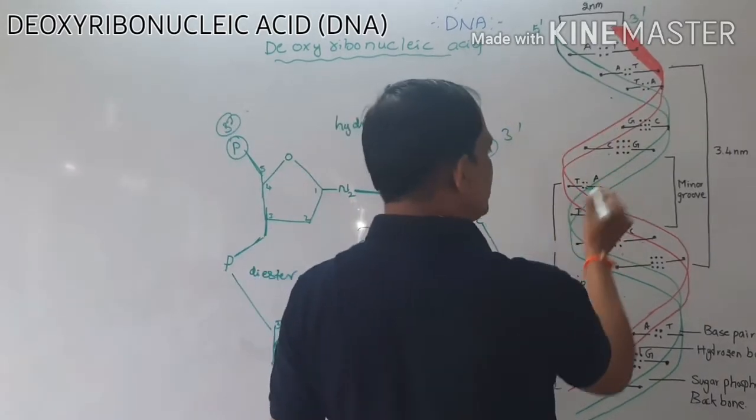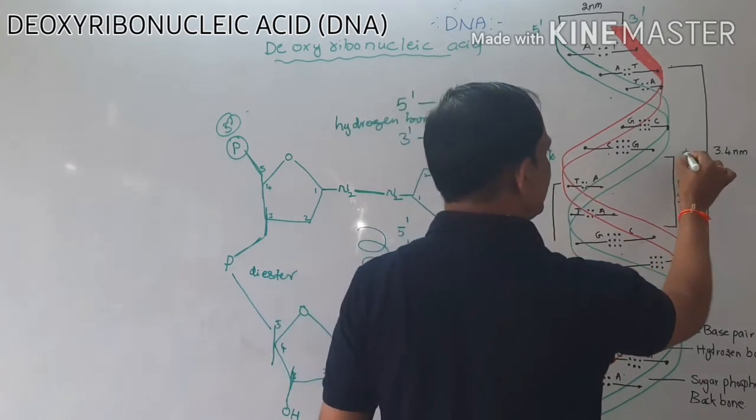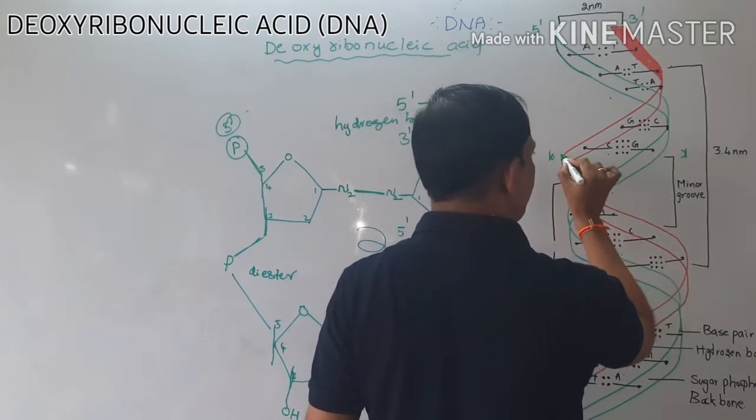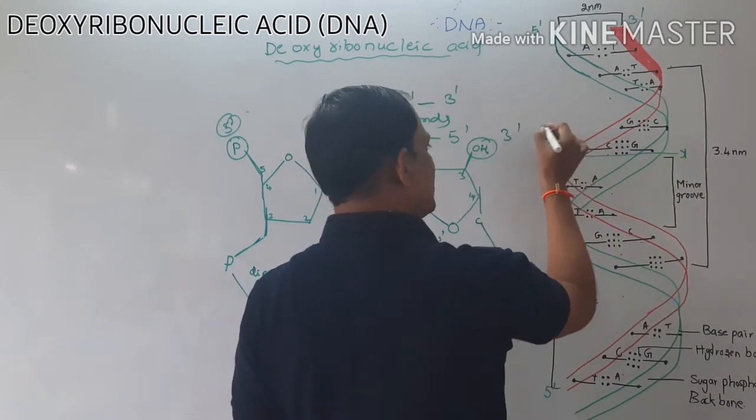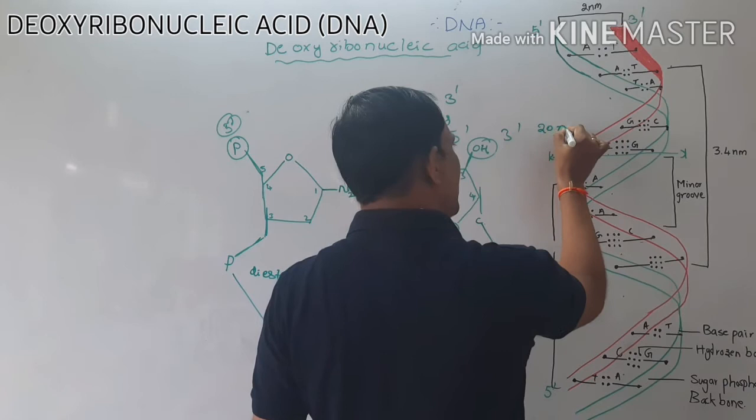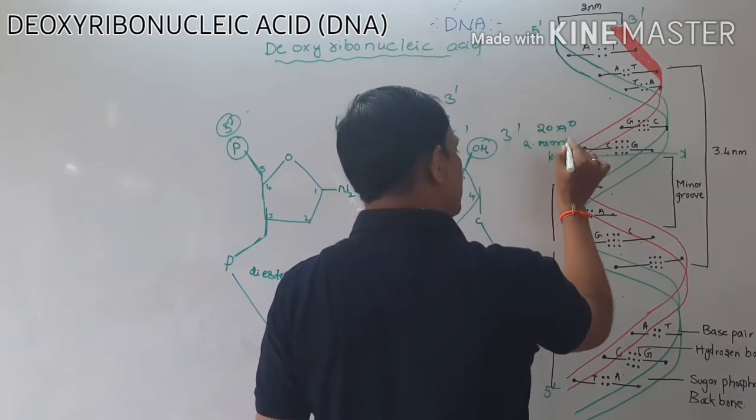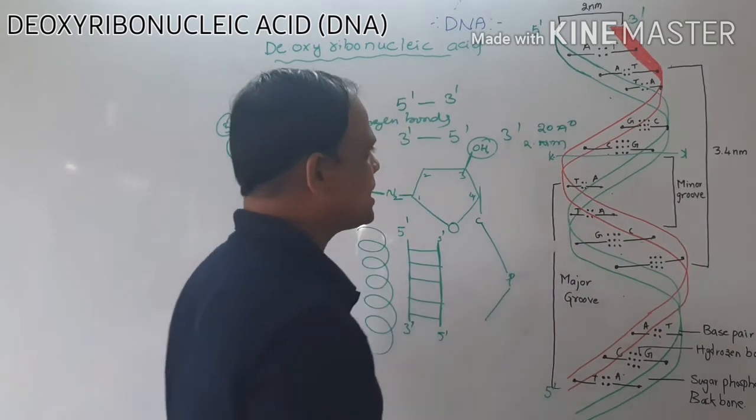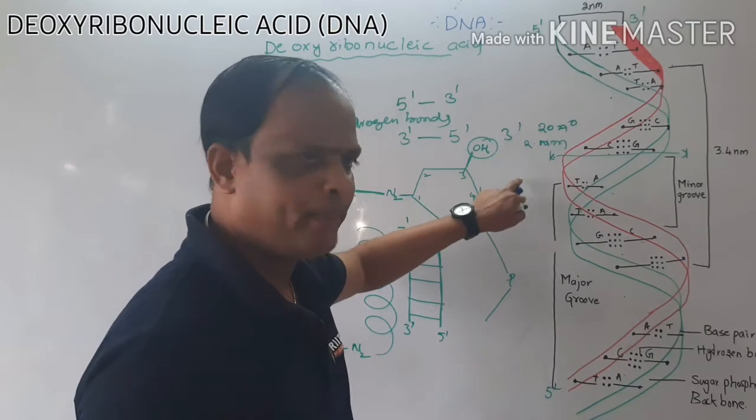Here is the length of the diameter. So for example, between this length, it is 20 angstroms or 2 nanometers. The diameter of the DNA strand is 20 angstroms, or 2 nanometers.